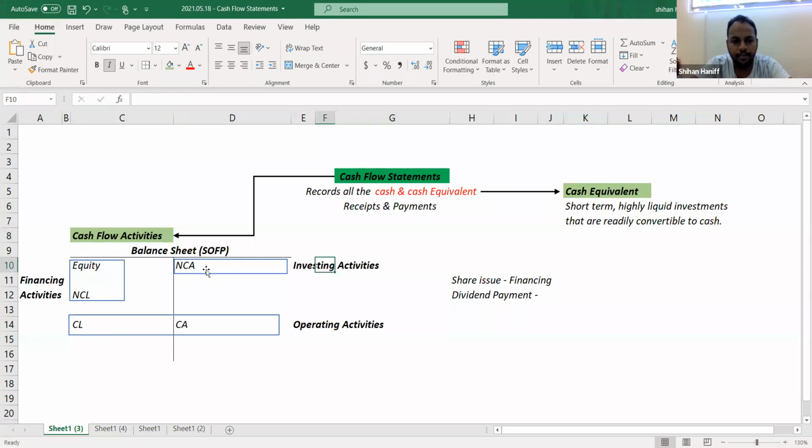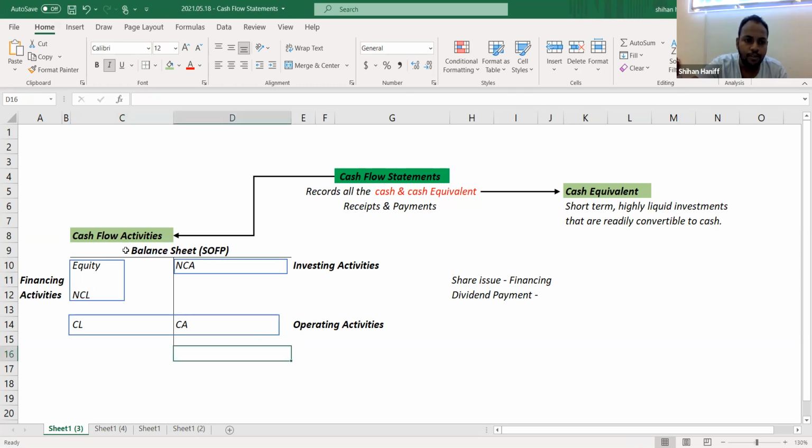Investing activities, mainly related to non-current assets. Financing activities related to equity and non-current liabilities. Operating activities related to the short term: stock, debtors, creditors, payables, expenses. So those are current liabilities and current assets.